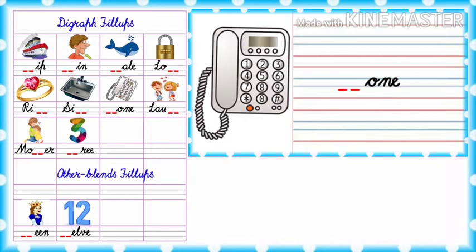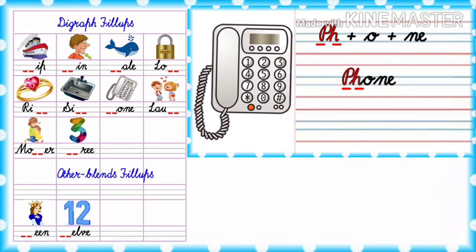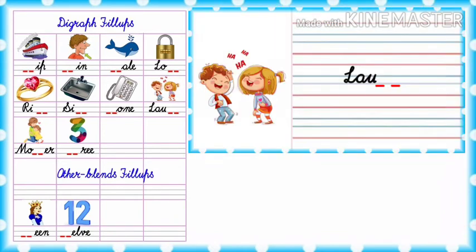Now the next word is dash one. Which sound is missing, children? It's a picture of a phone. So PH sound is missing. Fill the correct digraph PH and make the word complete. Phone.